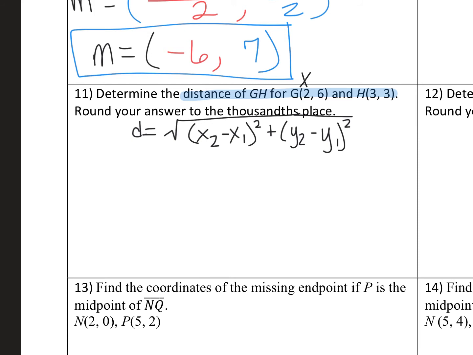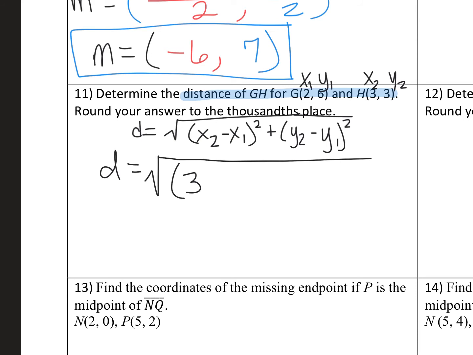We have x1 and we have y1. Remember, these are the first ordered pairs. x2, y2 is the second ordered pair. So I'm going to go ahead and plug in those numbers. And it's a big square root. Parentheses, x2 minus x1 squared plus y2 minus y1 squared. That's the only step I need to see on paper, and then you can type it into your calculator.